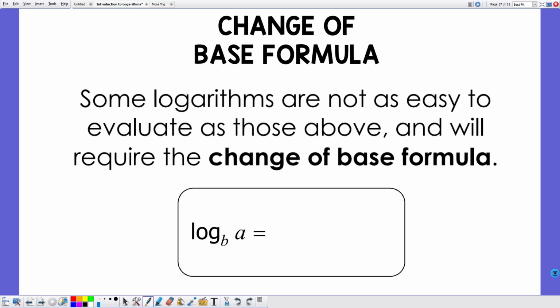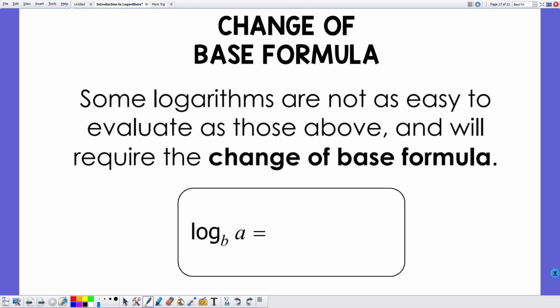Hello. So, now we're going to cover something called the change of base formula. We might run into some weird values in our logarithms that are not necessarily easy to work with. So, we can use the change of base formula to hopefully make the job a little bit easier on us.